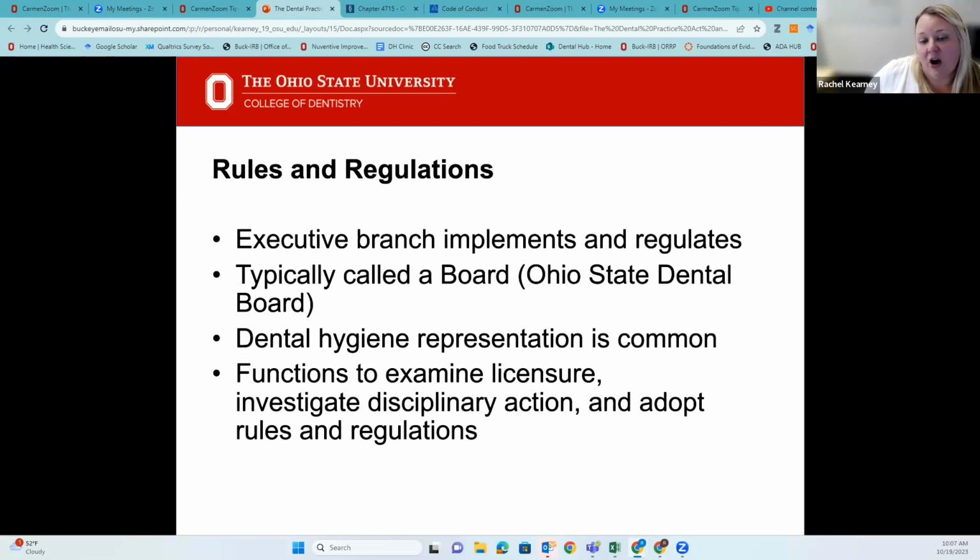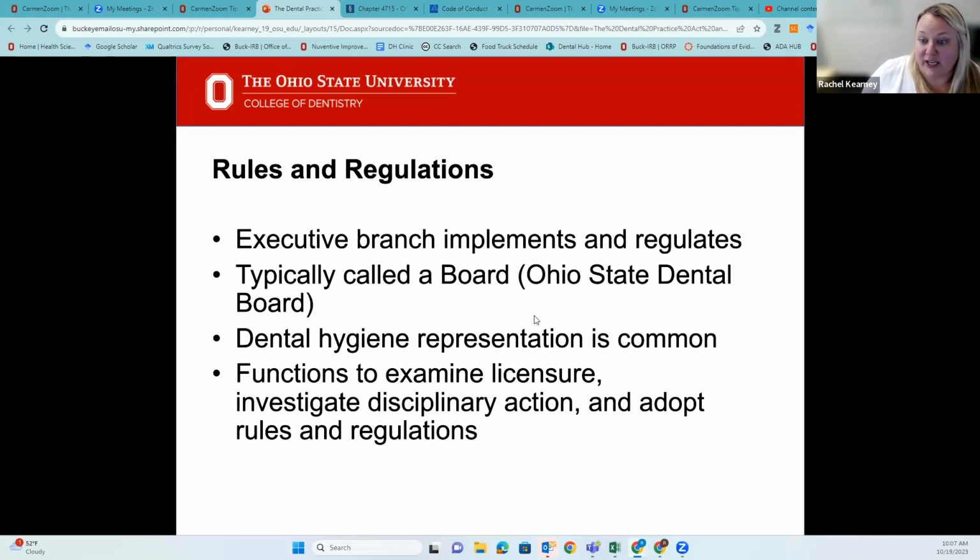But there are other rules and regulations that maybe need to change quickly or change in a different way, and still govern the way we need to do dentistry in the state. And that happens through the executive branch. And the executive branch creates a dental board. And so in Ohio, we call it the Ohio State Dental Board. And this board puts forth rules and regulations related to dentistry.